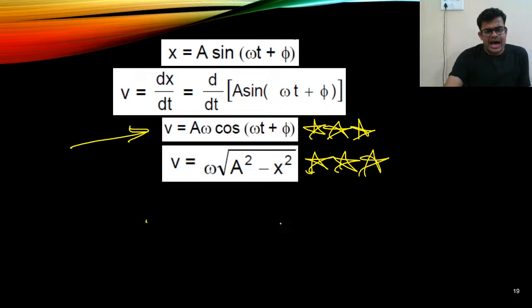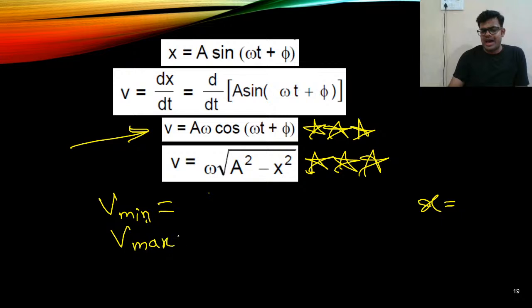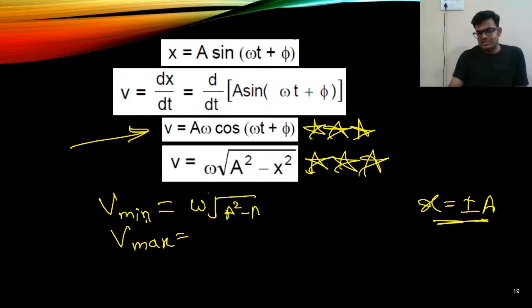So next, I will talk about some basic terms. What is the minimum value of velocity? V minimum I need to find. How will you find it? Simply speaking, V minimum and V max, two terms I have. Whenever x is equal to either plus or minus a, what will I get? Omega into root of a square minus a square. So I will get 0.